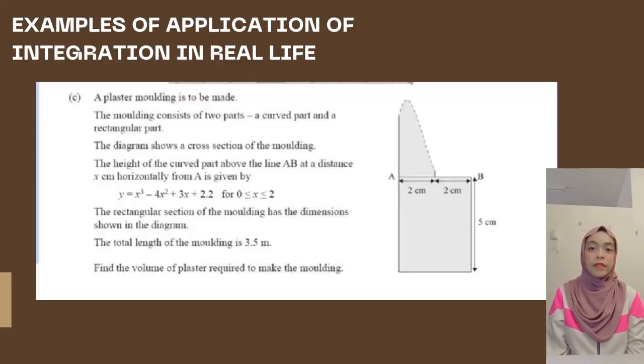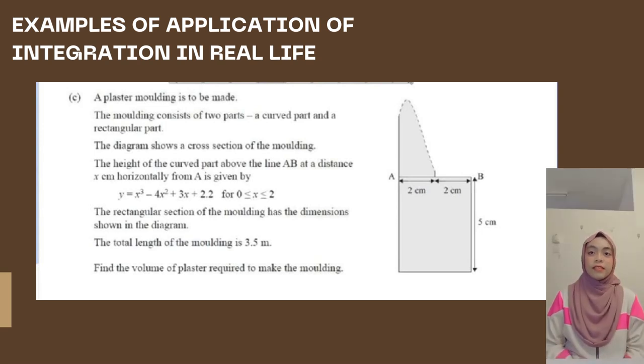Example of application of integration in real life. A plaster molding is to be made. The molding consists of two parts, a curved part and a rectangular part. The diagram shows a cross-section of the molding.